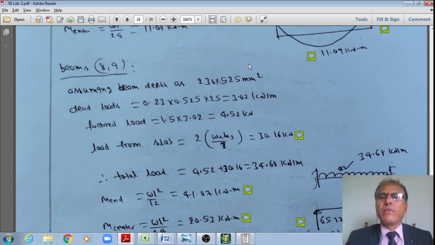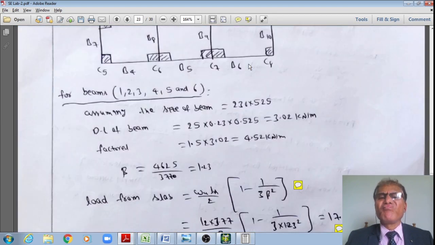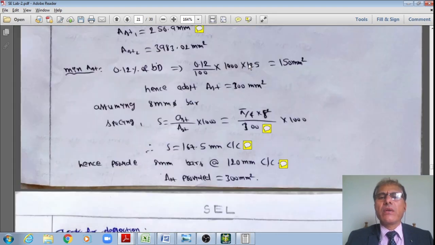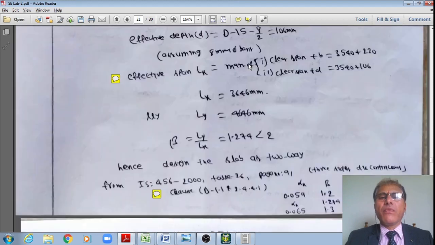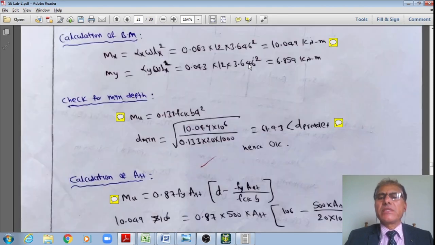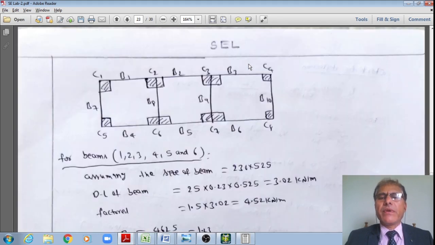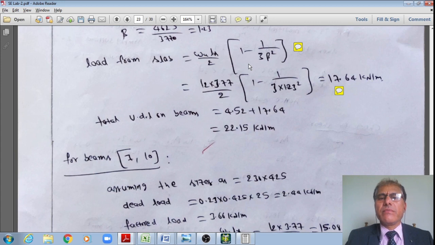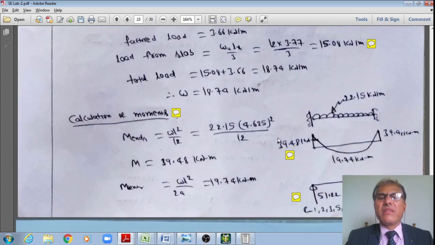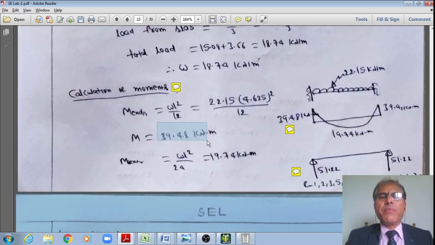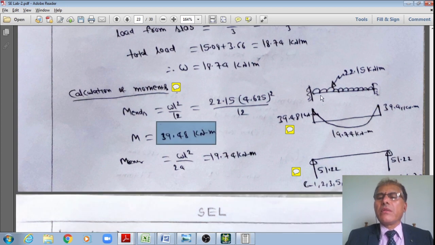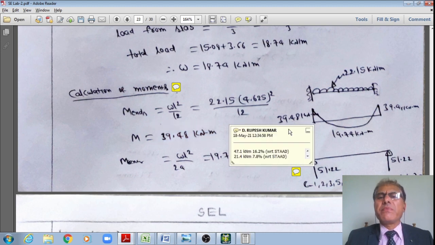kilonewton like this, right? 40 kilonewton is how I manually got it. Whereas from STAAD, this is 39.48, assuming the intermediate beam is fixed at both the ends. But from STAAD I am getting that result as 47.1.